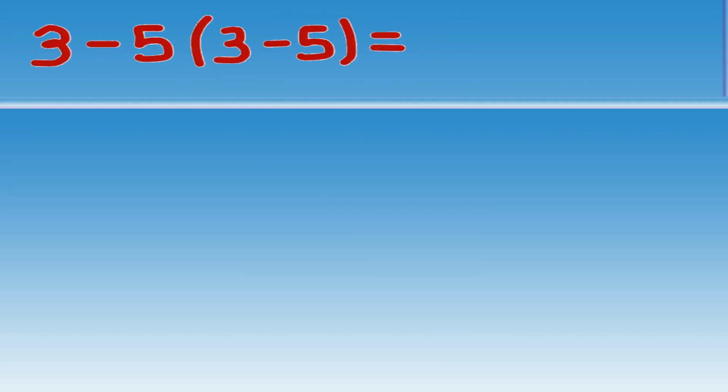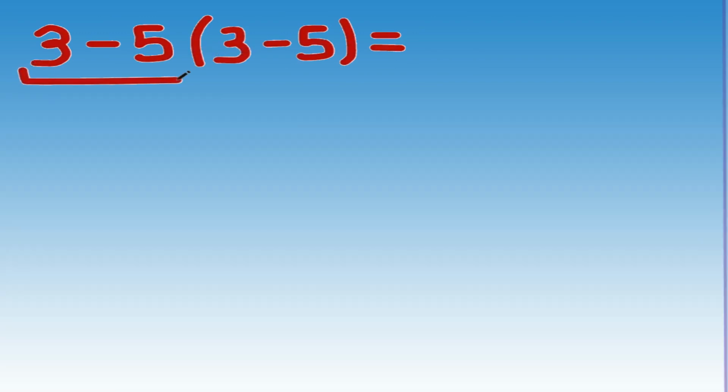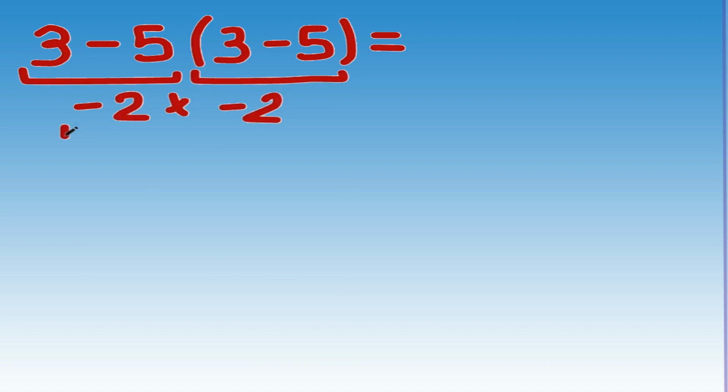Okay, today we have an equation: 3 minus 5 times 3 minus 5. So let's solve it. 3 minus 5 gives us minus 2. 3 minus 5 gives us minus 2. We multiply them and we get 4. So 4 is a solution.